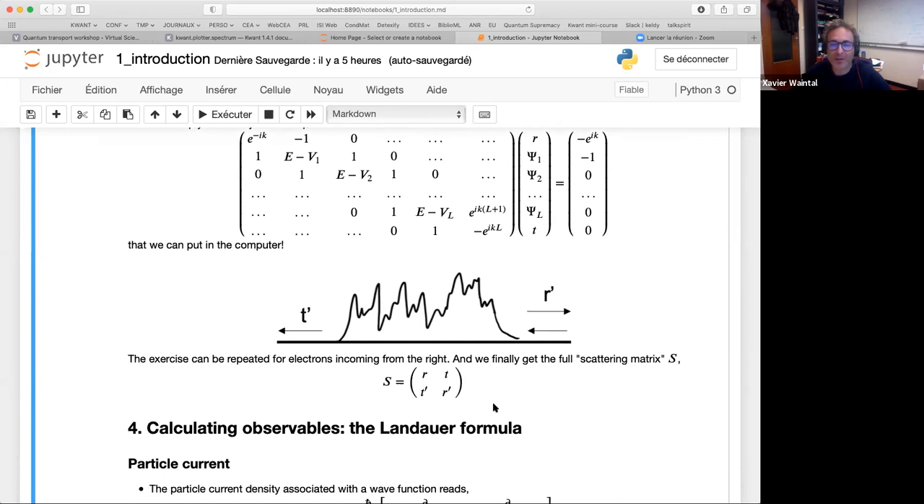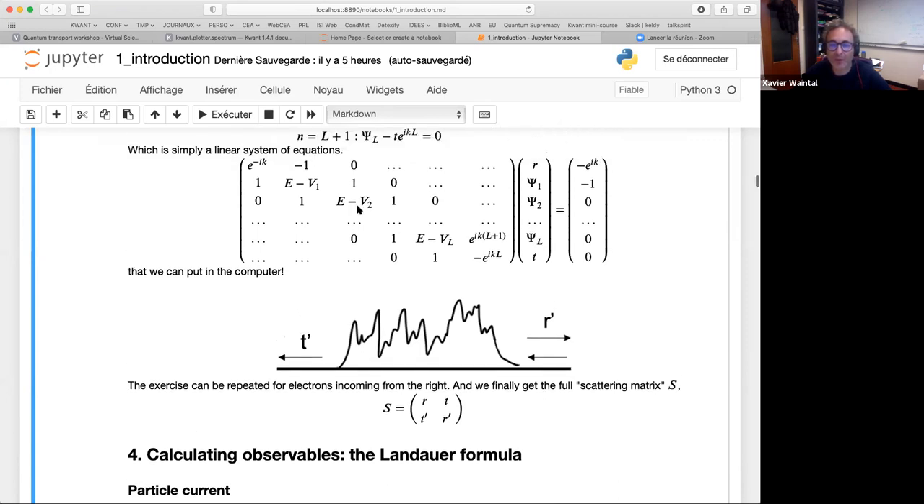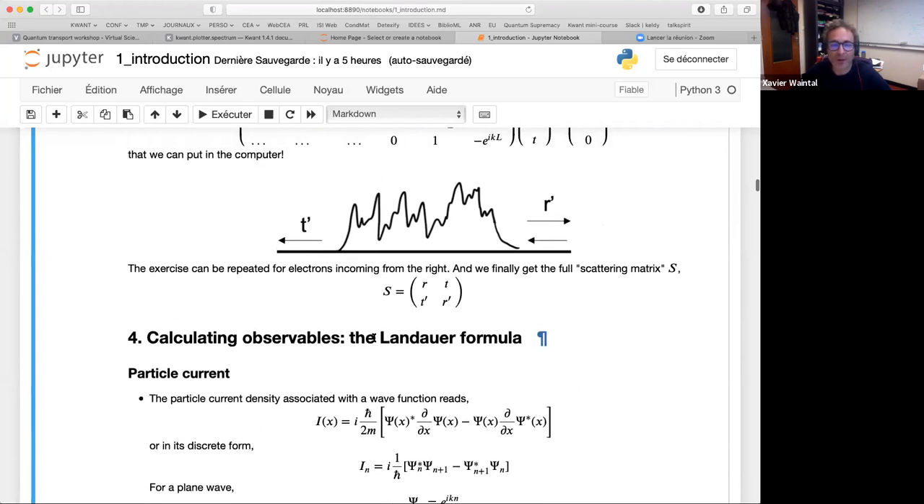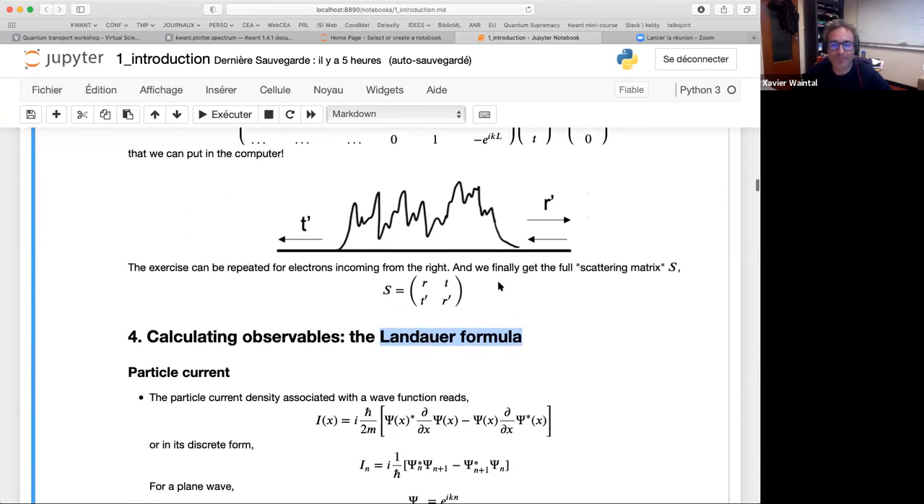Now there is one last step. Suppose that we have solved that. We need to calculate observables. And that means that I have to explain the Landauer formula, which relates the conductance, something we can really measure with a voltmeter by applying volts and measuring currents, to scattering states.